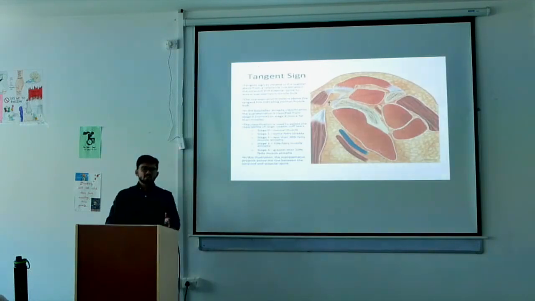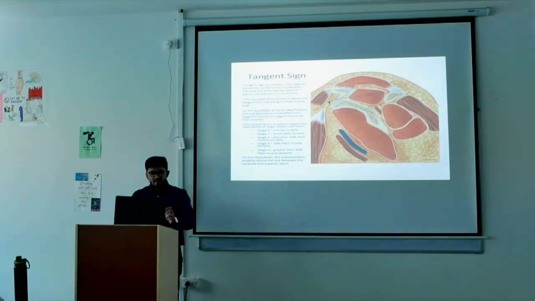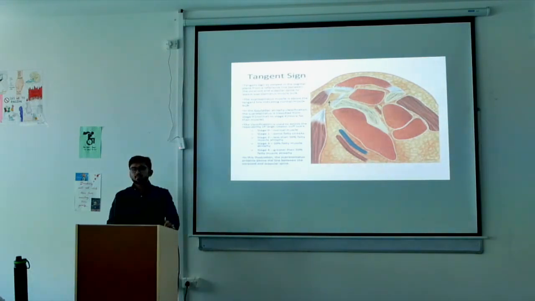To plan the management or to plan the further approach, there is a tangent sign. In this, we can see a line is drawn between the coracoid and the scapular spine. It is basically to assess the supraspinatus muscle bulk.